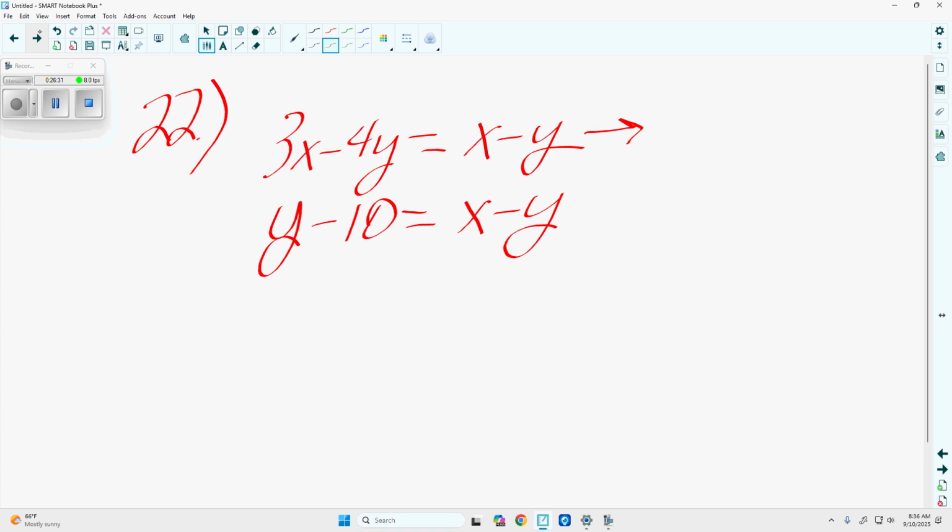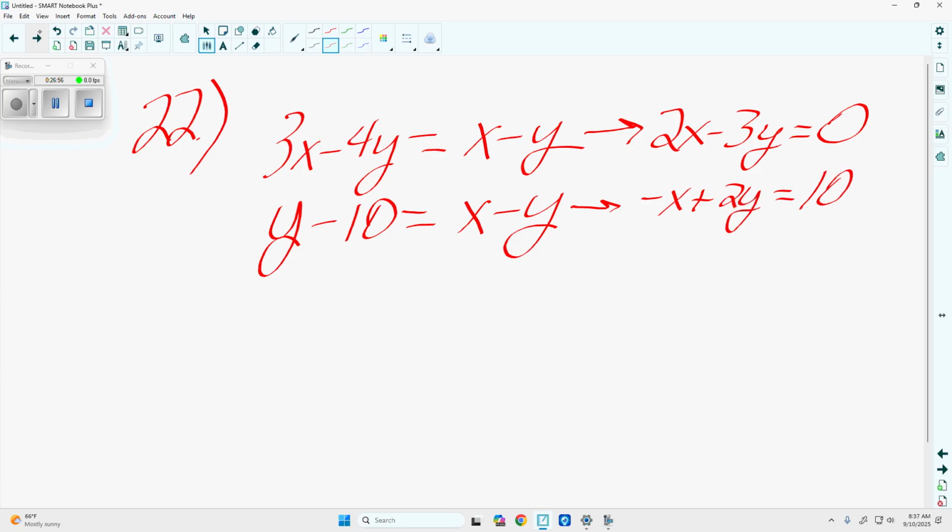So letters left, 2x minus 3y equals 0. And then this guy would become negative x plus 2y equals 10. I hope I did that right. Does it look like I did that right? I moved the x over, yep. I moved the y over, yep. And I moved the 10 to the right.